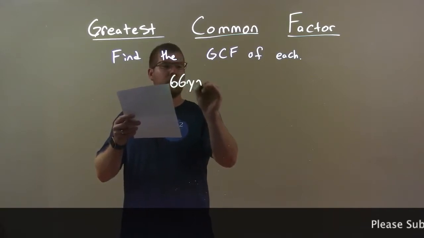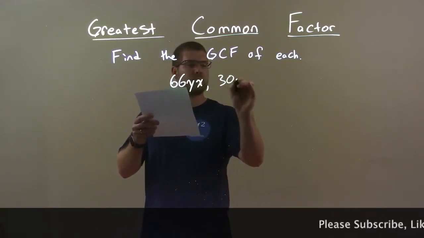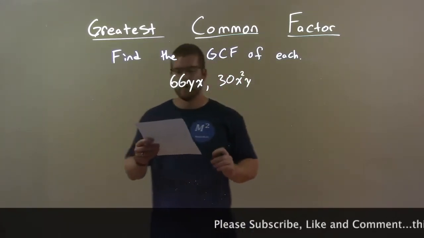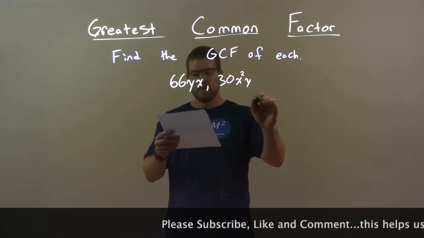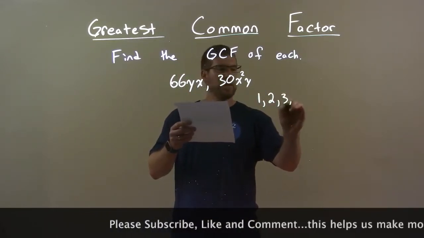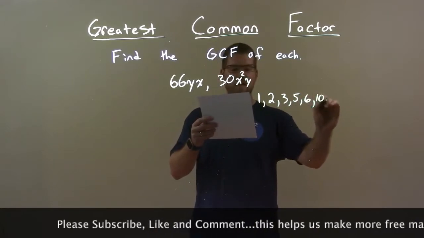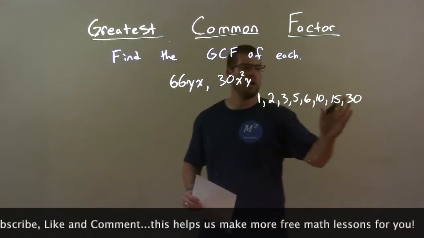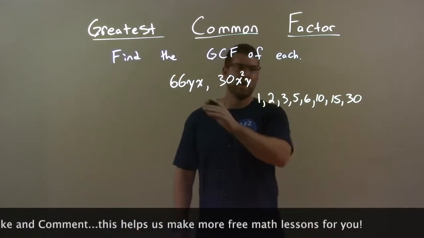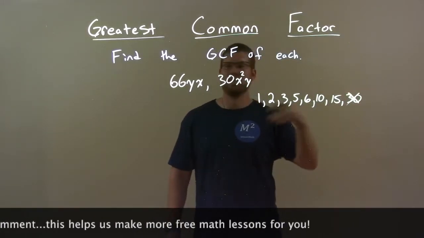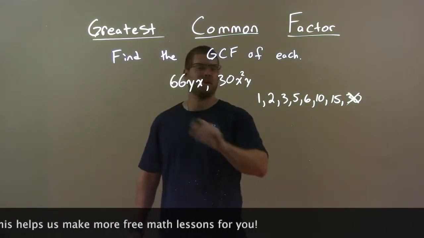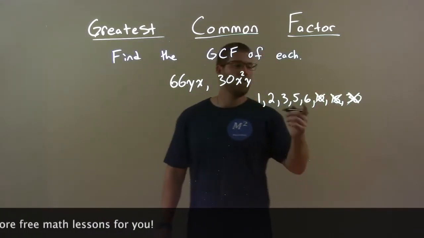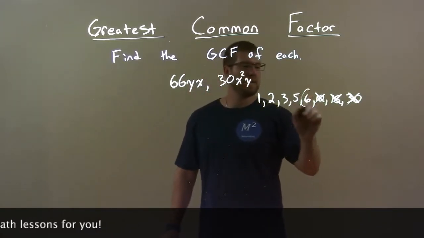66yx and 30x squared y. Okay? Well, first I deal with the numbers. My smallest number is 30, and the factors of 30 are 1, 2, 3, 5, 6, 10, 15, and 30. And now I'm going to try to see the largest one of these that also goes into 66. Well, 30 doesn't go into 66 because 30 times 2 is 60. 15, no, because we don't end in a 5 or a 0, guaranteed no. 10 doesn't go into 66, goes into 60, okay? But 6 goes into 66 11 times. So 6 is my kicker here.